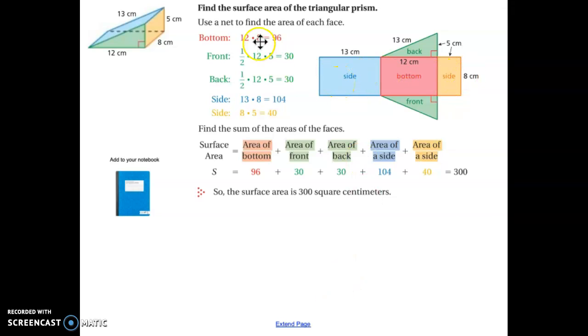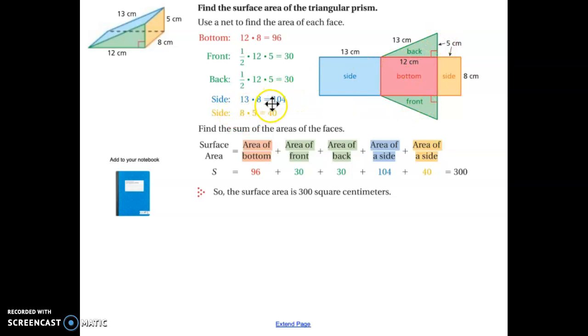Okay, and when we break that down, the bottom is coming in at 12 by 8, 96. Then 1/2 of 12 by 5, there's that triangle. Now we have two of them, so what we could do is skip the dividing by half on one of them. But just to be real clear here, I want to show you both of those.